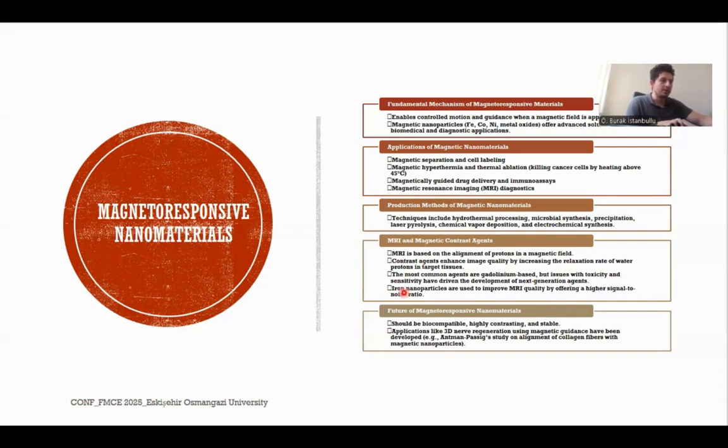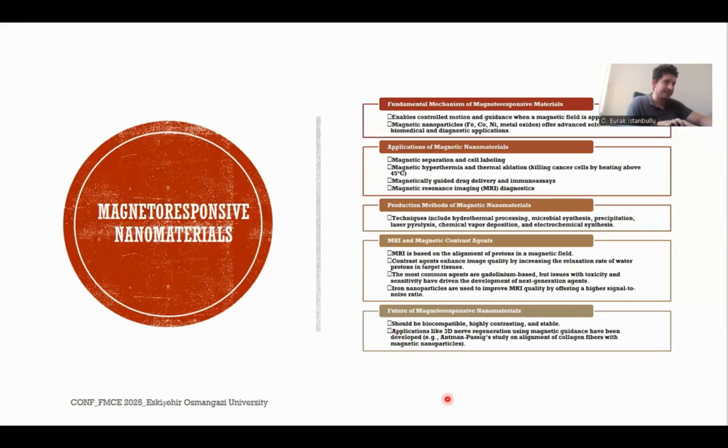While gadolinium-based agents are commonly used, their toxicity and low sensitivity have raised safety concerns. As a result, iron oxide nanoparticles are being developed as safer alternatives with higher signal-to-noise ratios, improving diagnostic clarity. For broader clinical use, these nanomaterials must be biocompatible, stable, and provide strong contrast.